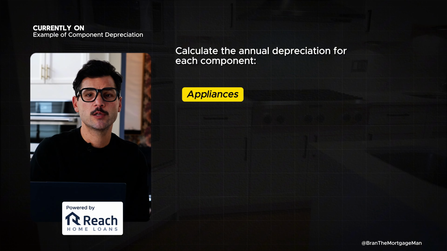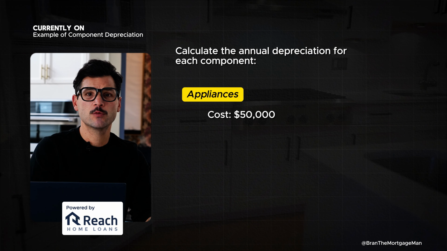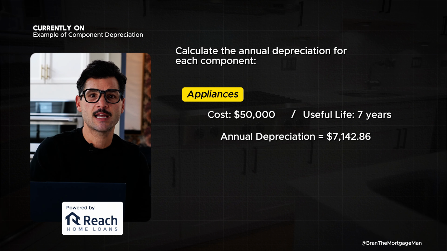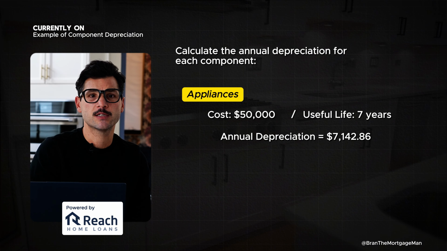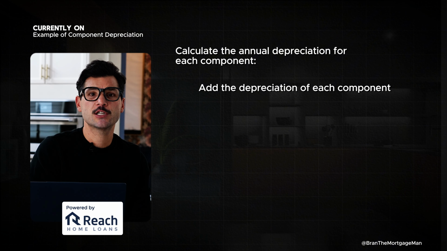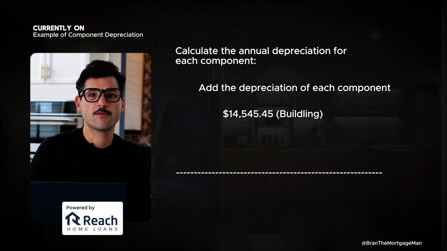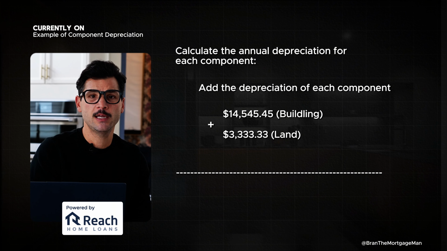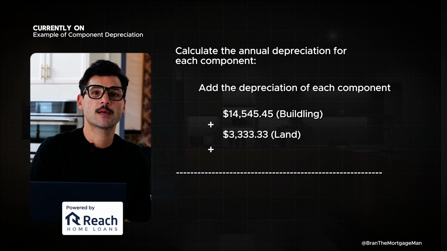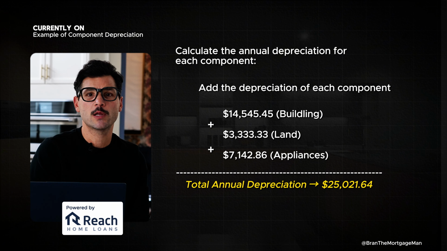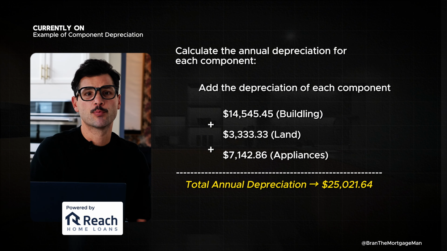And last, we have the appliances. We take the cost divided by the useful life again. Our cost was 50,000. We said our useful life was 7 years, which gives us $7,142.86 per year of depreciation on the appliances. Now to find the total depreciation for the property, we sum up the depreciation of each component. Total annual depreciation on the building was $14,545.45, plus the total annual depreciation on the land of $3,333.33, plus the total annual depreciation on the appliances of $7,142.86. In total, that gives us $25,021.64 per year of depreciation on this property.